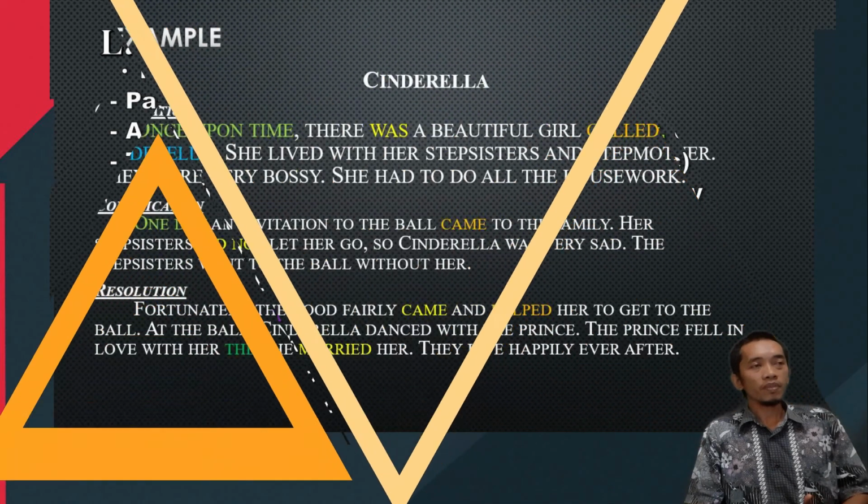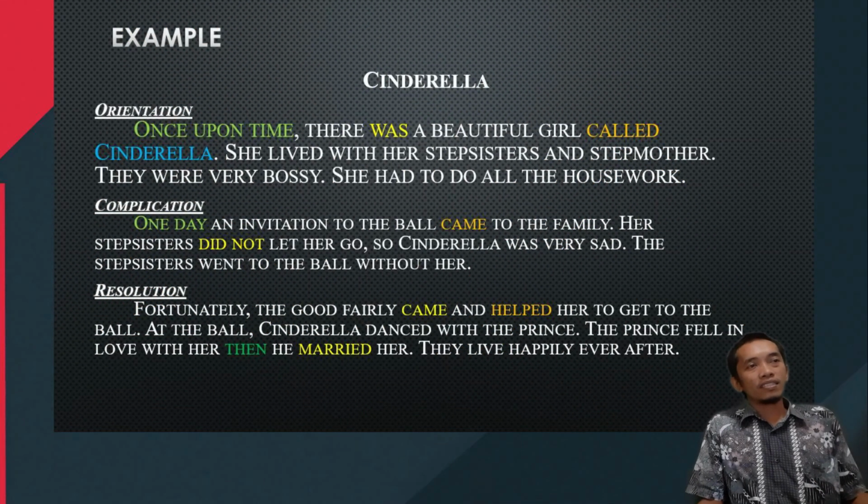Okay, let's observe this story of Cinderella. Once upon a time, this is called adverb of time. There was a beautiful girl called Cinderella. Was and called are called past tense. Cinderella is a specific character, and so on.